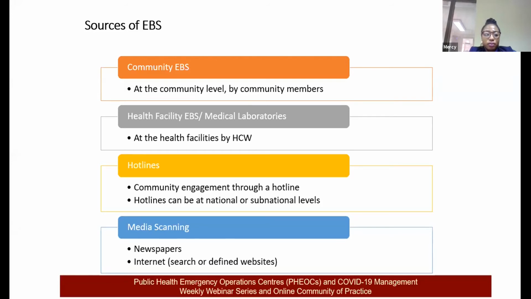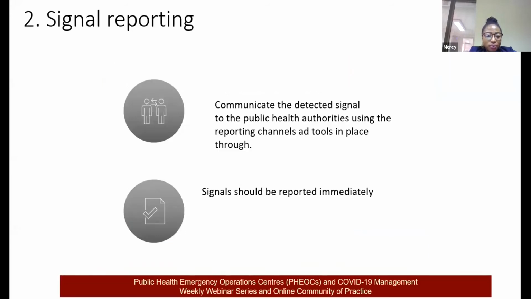So, next slide, please. Reporting: once the signals have been detected, depending on the agreed channels within the country, the signal should be reported immediately. And it could be reported through the same hotlines or maybe emails or fax, depending on what the country's capacity is. Next slide.